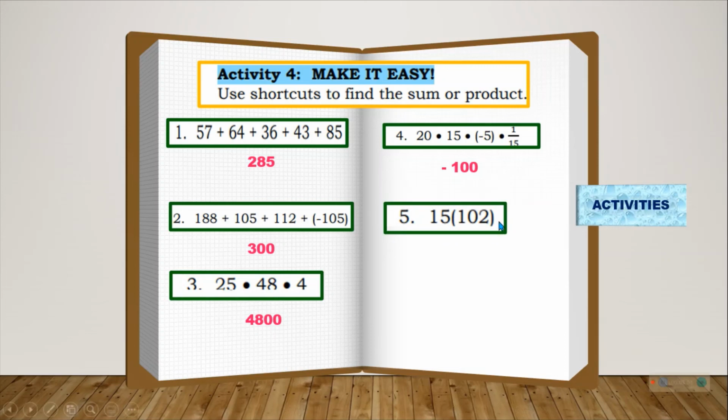So, gagamitin naman natin dito ay distributive property. So, 15 times 100, that is 1,500. Then, 15 times 2, that is 30. So, the final answer is 1,530.